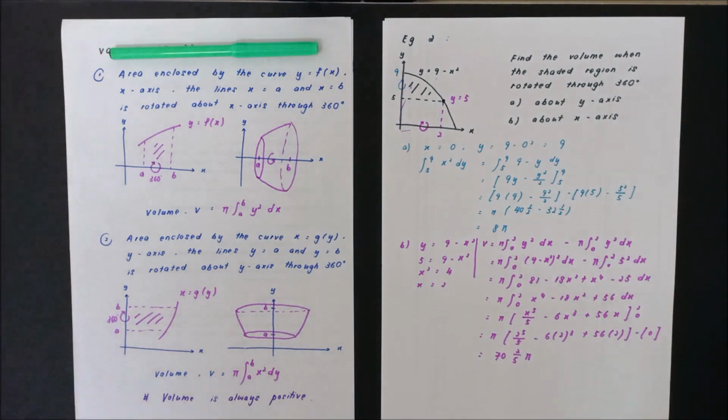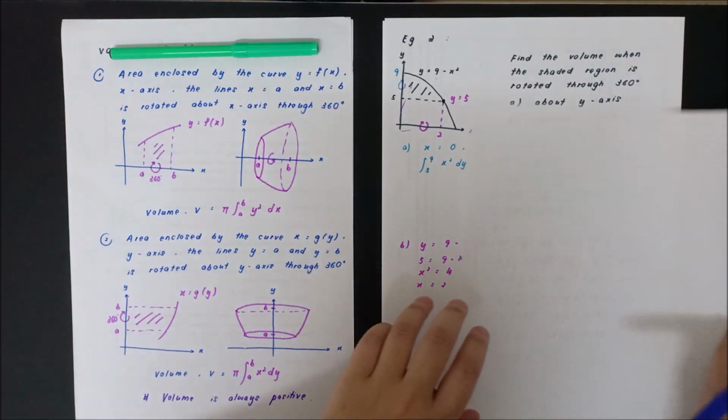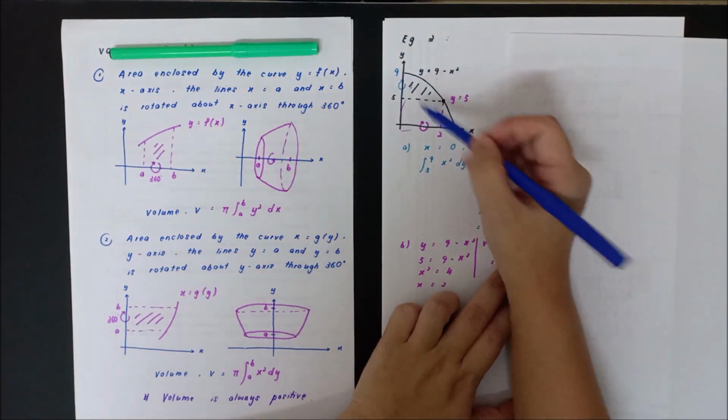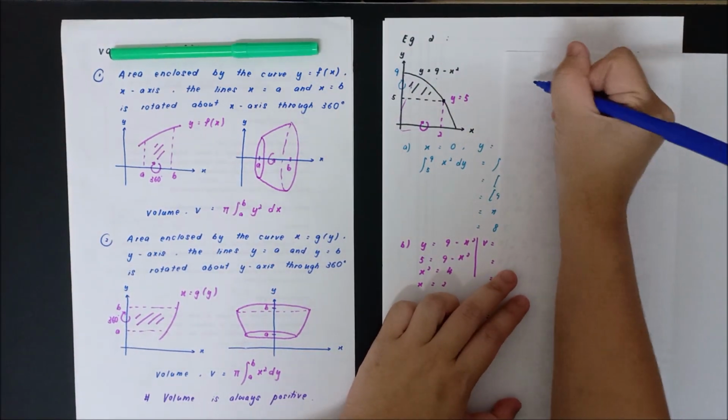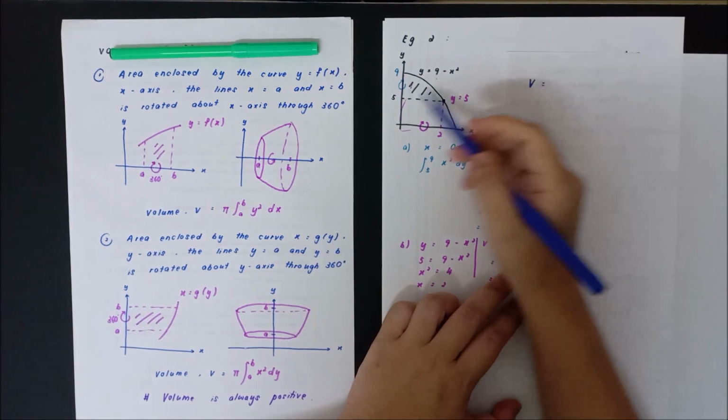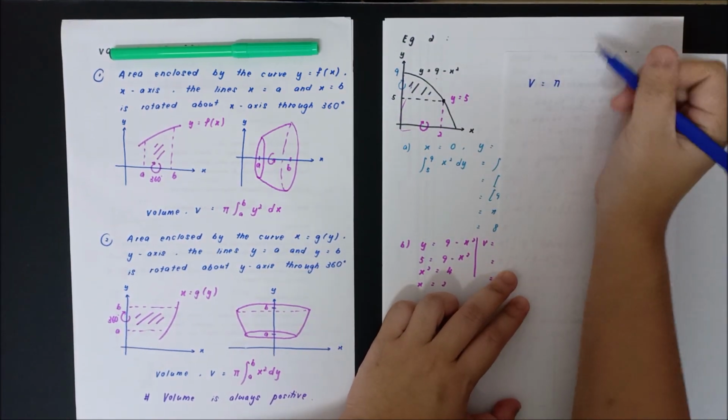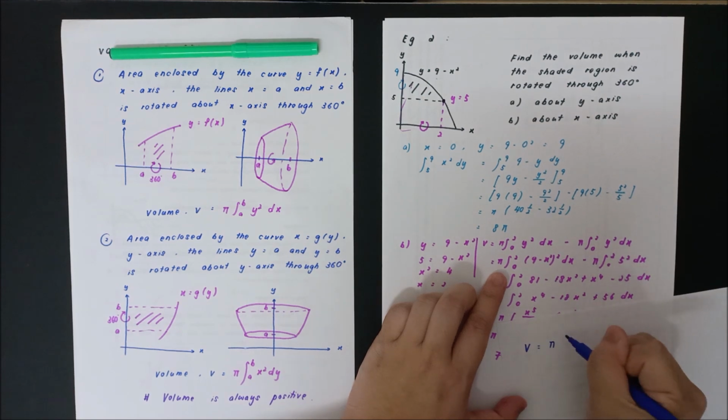So instead of finding it that way, we are still doing the same thing. For the volume, this part, V equals, the big part is still going to be the same, meaning the first part.